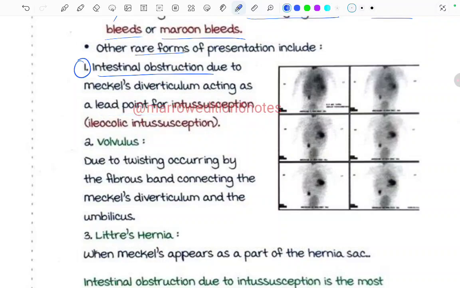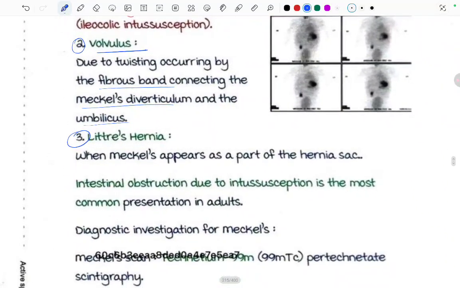Second, it rarely manifests as volvulus due to the twisting occurring by the fibrous band connecting the Meckel's diverticulum and the umbilicus. Fine, so there is a fibrous band connecting these Meckel's diverticulum and the umbilicus, and these fibers can cause twisting leading to volvulus. Littre's hernia: when the Meckel's appears as a part of hernia sac, then it is called the Littre's hernia. Intestinal obstruction due to intussusception is the most common presentation in adults.